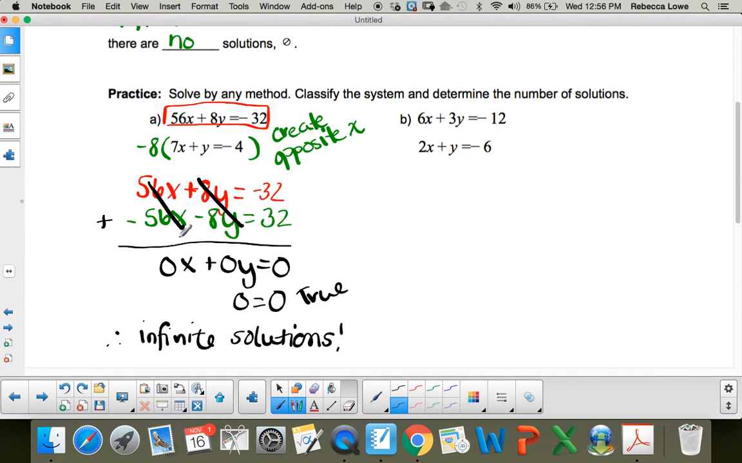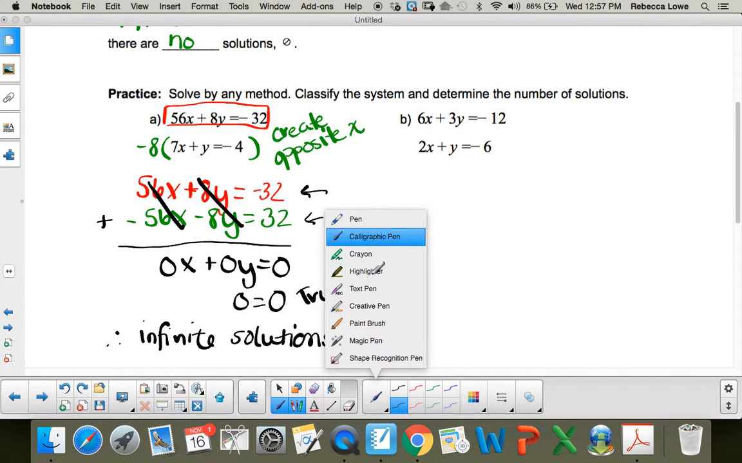Now that doesn't mean I have nothing left. I have the value of 0. And then on the right hand side, I also got the value of 0. 0 is 0. That's a true statement. So you can also see at this point that these are the exact same lines. So there are infinite solutions. These are the exact same lines, so every point on the line is a solution.